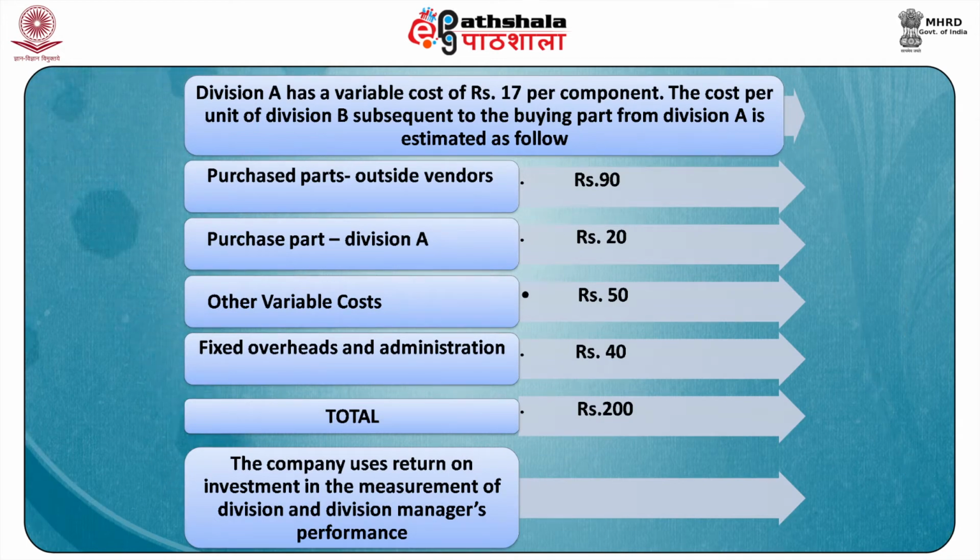The cost per unit of Division B subsequent to buying the part from Division A is estimated as follows. Purchased parts from outside vendors Rs 90. Purchased part from Division A Rs 20. Other variable cost Rs 50. Fixed overhead and administration is Rs 40. The total is Rs 200.